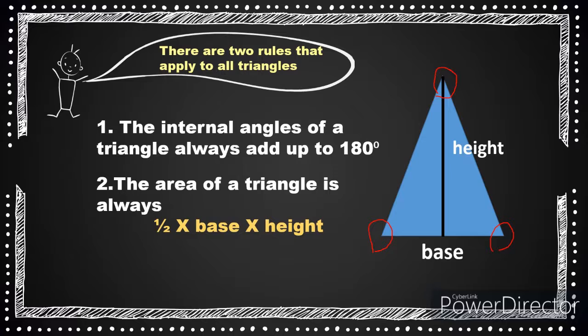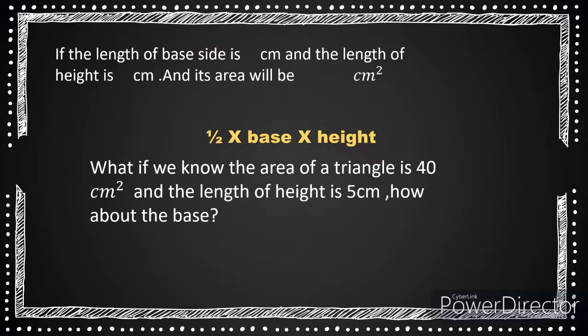Second, the area of a triangle is always 1/2 times base times height. If the length of the base side is 5 cm and the length of the height side is 8 cm, its area will be 20 cm square.